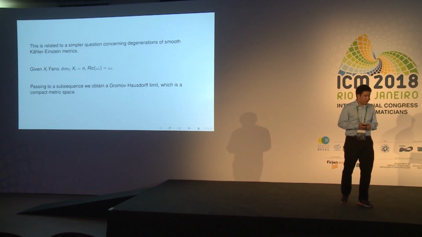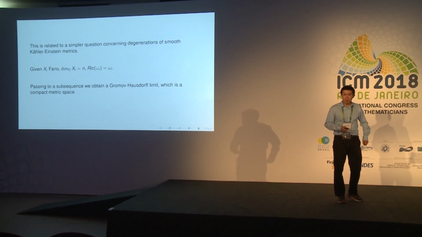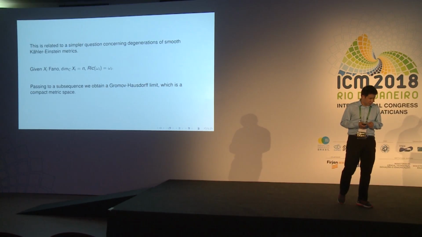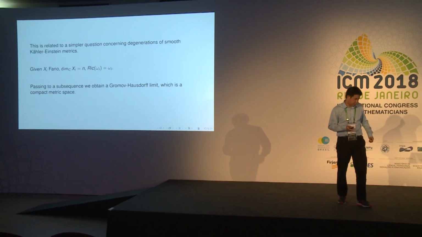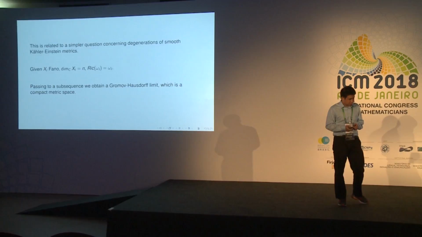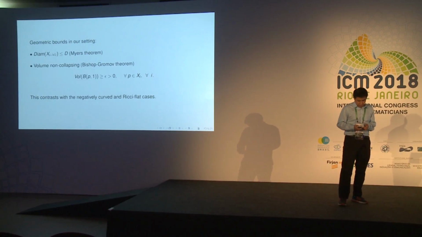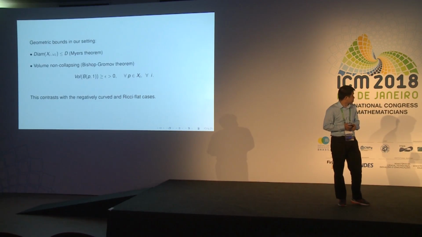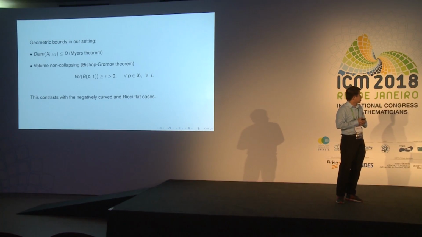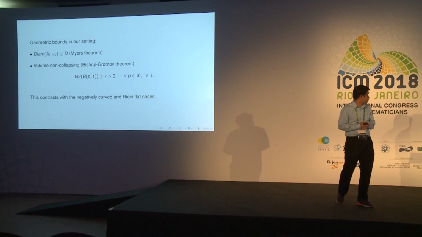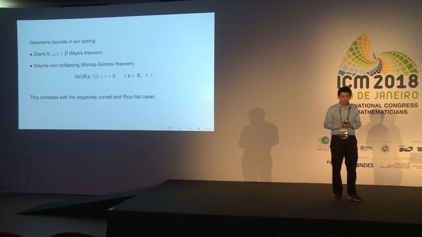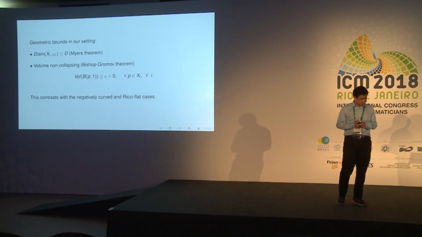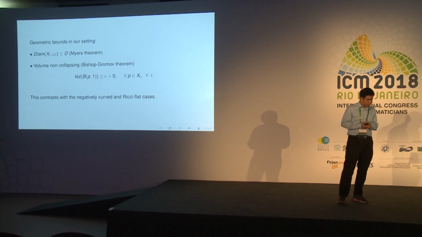So now we move to the metric Riemannian geometry side. We forget about the complex structure. We view these as metric spaces, then we can obtain a Gromov-Hausdorff limit by standard theory, and this is a compact metric space. This is due to the geometric bounds we have in the Fano case: the diameter is always uniformly bounded above, and we have a volume non-collapsing condition that holds in this situation.